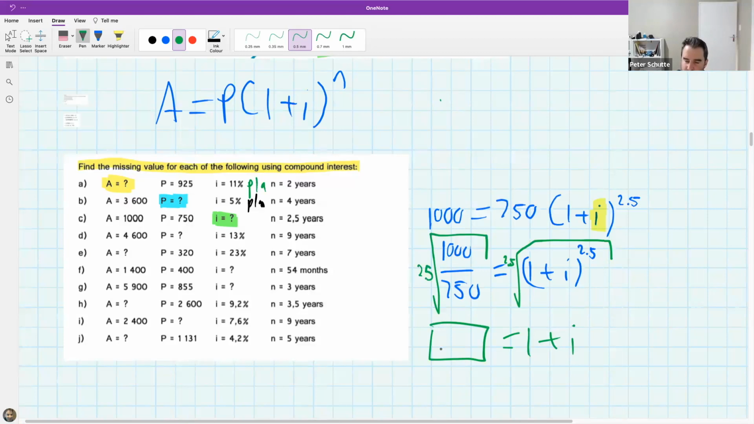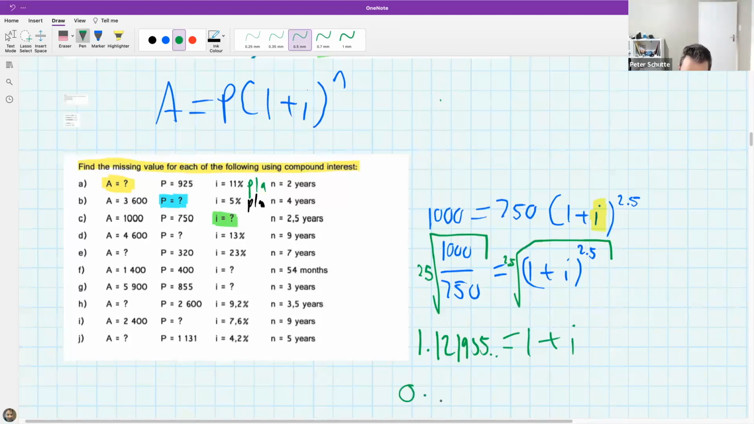Keep those answers coming, ladies and gentlemen. So if I go shift root, then 2.5 on the outside, and then on the inside fraction button, 1000 over 750, I get 1.12195, and so on.